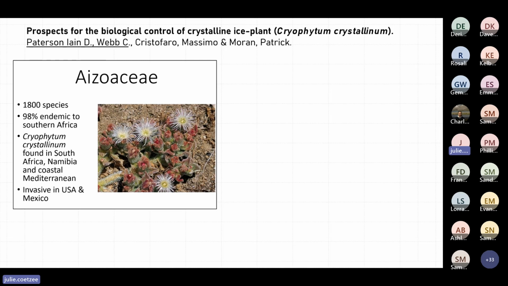And because we offer good value for money projects, probably because our rand is so weak, we often get approached by other countries to do their native range surveys and then native range host specificity testing because it's a lot cheaper and a lot more efficient than doing it the classic way.